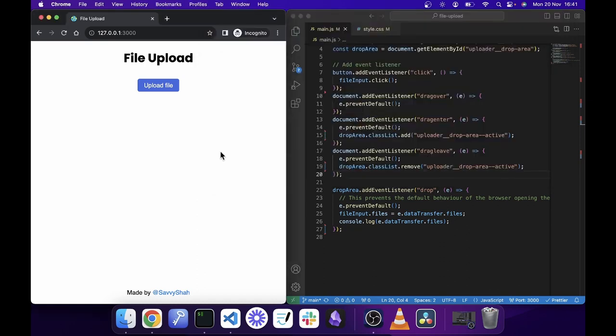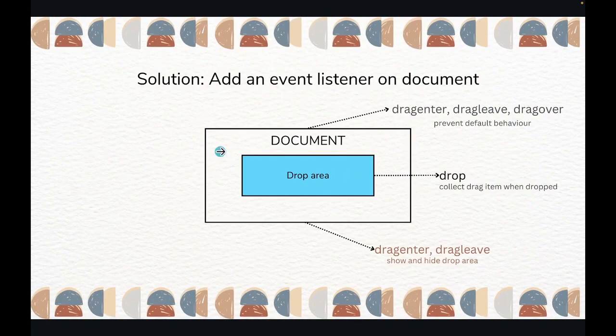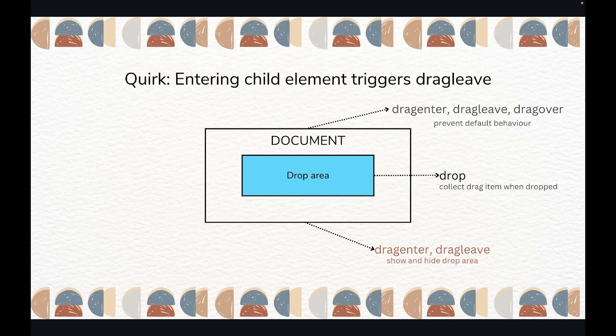What can you tell is happening? I'll tell you what is happening. There is yet another very annoying quirk. This would truly make you hate the drag and drop API, which is this. Entering the child element also triggers drag leave.